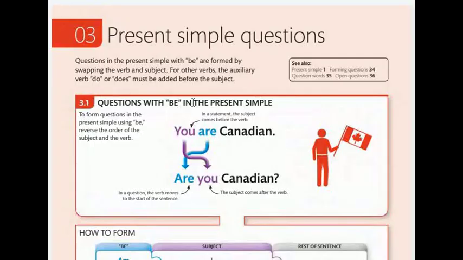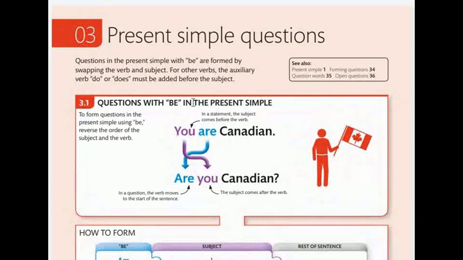The next one, unit number 3. Present simple questions. Questions in the present simple with be are formed by reversing the verb and the subject. For other verbs, the auxiliary verb do or does must be added before the subject. For example, 3.1 questions with be in the present simple.